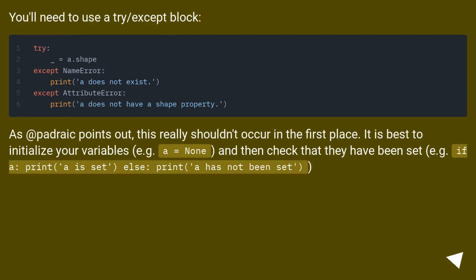You'll need to use a try/except block. As Podrick points out, this really shouldn't occur in the first place. It is best to initialize your variables, for example a = None, and then check that they have been set, for example: if a: print a is set, else: print a has not been set.